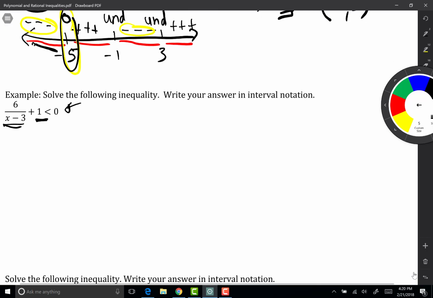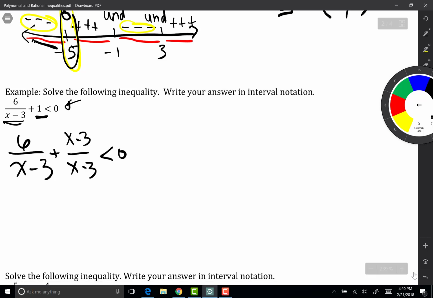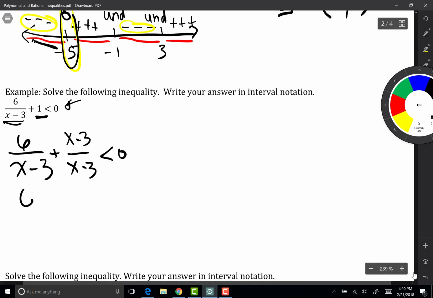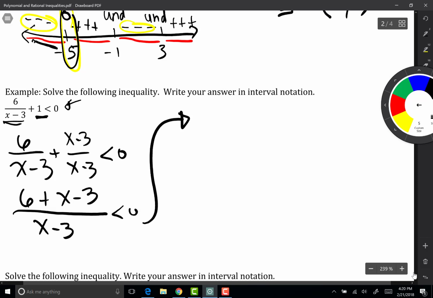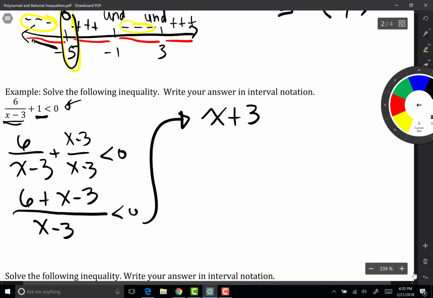So I'm going to first combine this. I'm going to write +1 as x minus 3 over x minus 3. That way I have a common denominator and I can combine my fractions. So up top, I have 6 plus x minus 3 all over x minus 3 because I have a common denominator. Now, if I continue this up here, I can combine the 6 and the 3, and I have an x plus 3 over an x minus 3. And I'm looking to see where that's less than 0.